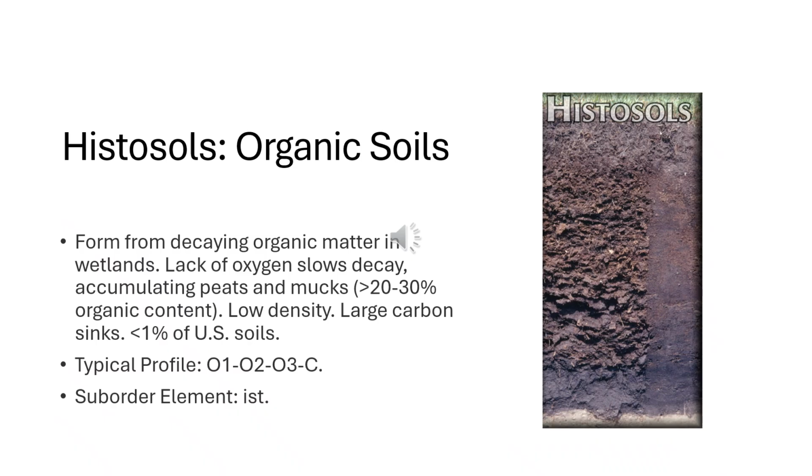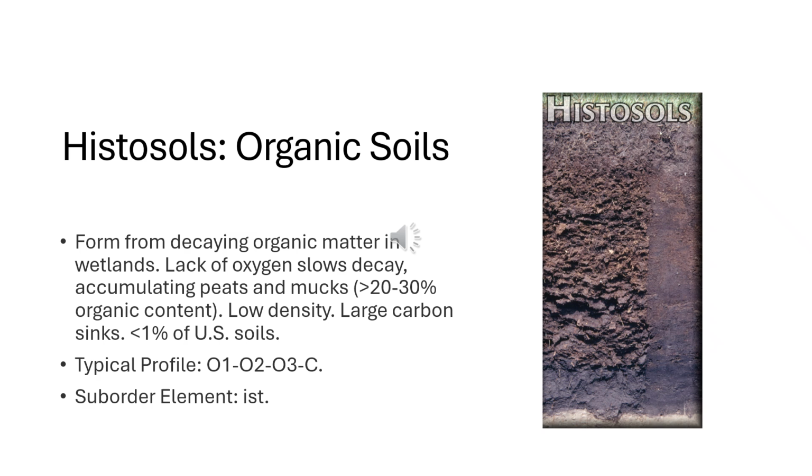Histosols are formed from decaying organic matter in wetlands. As you know, the lack of oxygen in these waterlogged environments significantly slows decay, leading to accumulation of organic materials, often exceeding 20% for organic soils, all the way up to maybe, say, 30%. These are commonly known as peats and mucks, and they have a very low density because they don't have the same amount of heavy minerals in it.